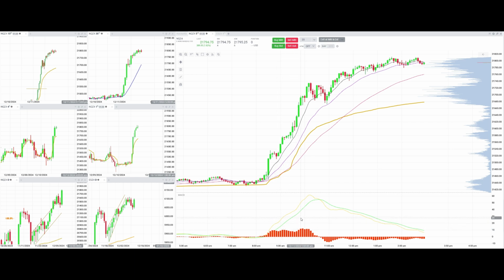Okay, we're not getting in the way. We're above all of the EMAs. We're above VWAP. There's no real selling pressure on the higher time frame. This is a 5-minute chart we are looking at, and every single red candle subsequently gets bought up.